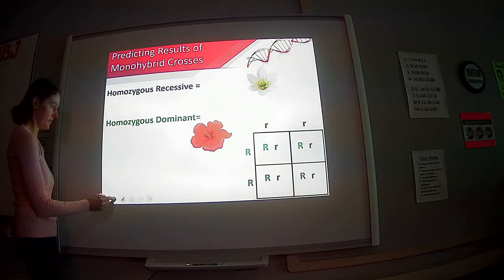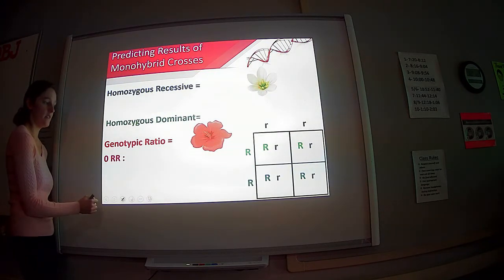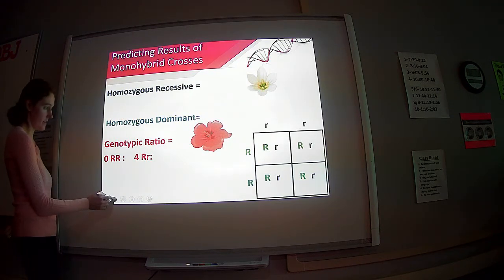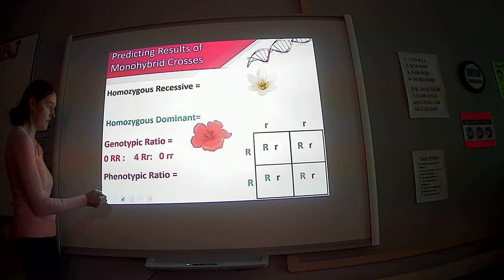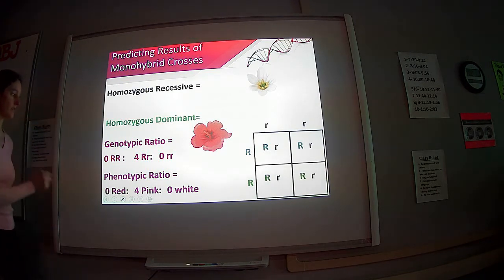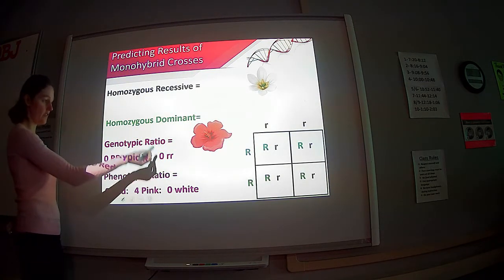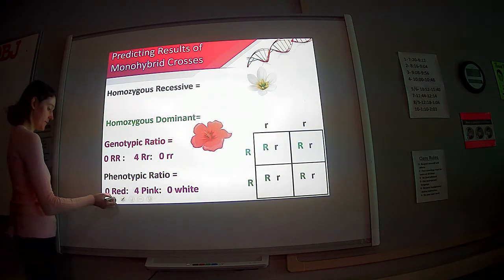There we go. Genotypic ratio. We don't have any that are 2 capital letters. We have 4 that are heterozygous. And we have none that are homozygous recessive. For the phenotypic ratio, we have no red ones, we have 4 pink ones, and we have no white ones. Again, our ratios should match. That means we are correct.